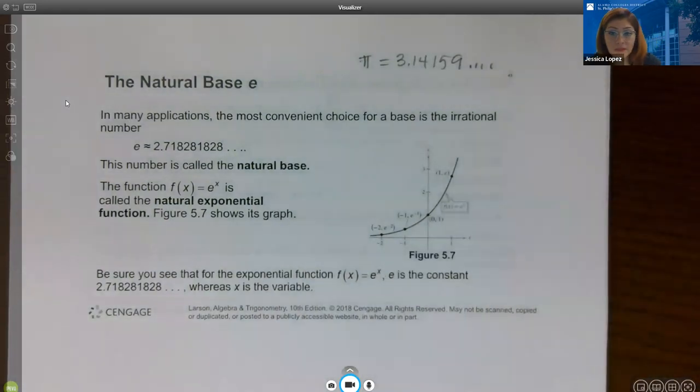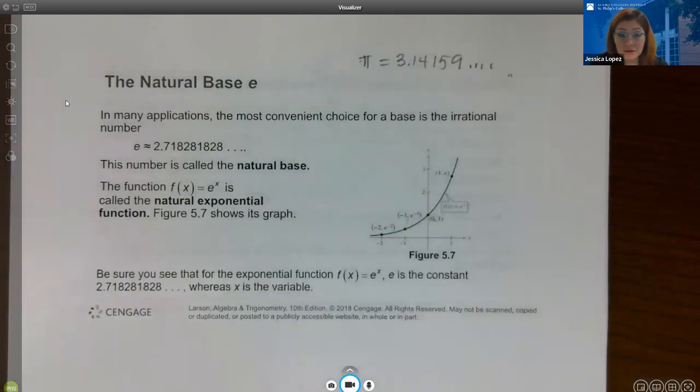So there's another number like this one that pops up a lot in nature, and that's why it's called the natural number. This number is called e. They use e to symbolize this number. e is the basic exponential base. That's why it's called the natural base, and that's why they use e, because it's exponential.